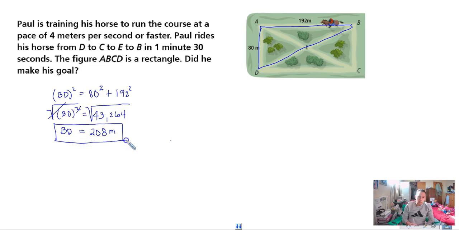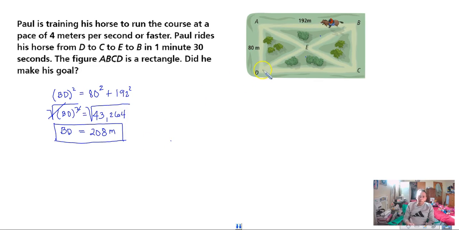So your BD is 208. So we have to use this property. This is 208 here, 208 meters. We have to use the properties of rectangle to find the total distance. Okay, we have to find the total distance. So I'm going to erase that. At least you can visualize the triangle there.